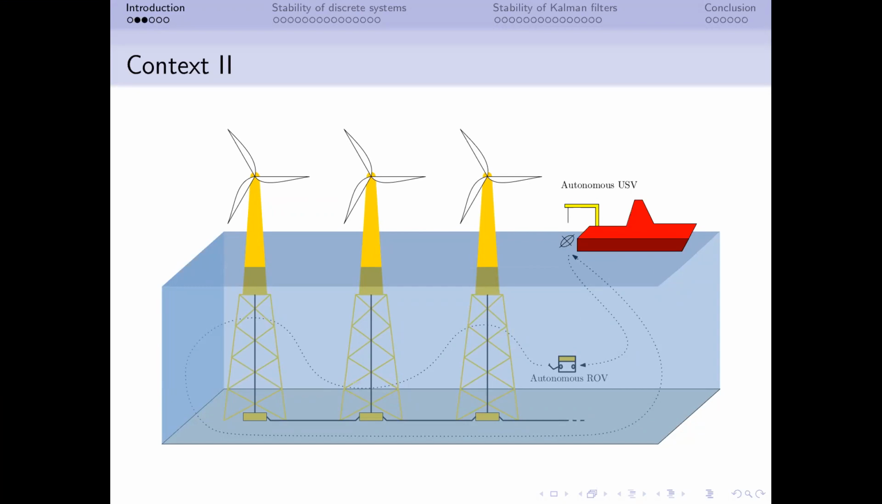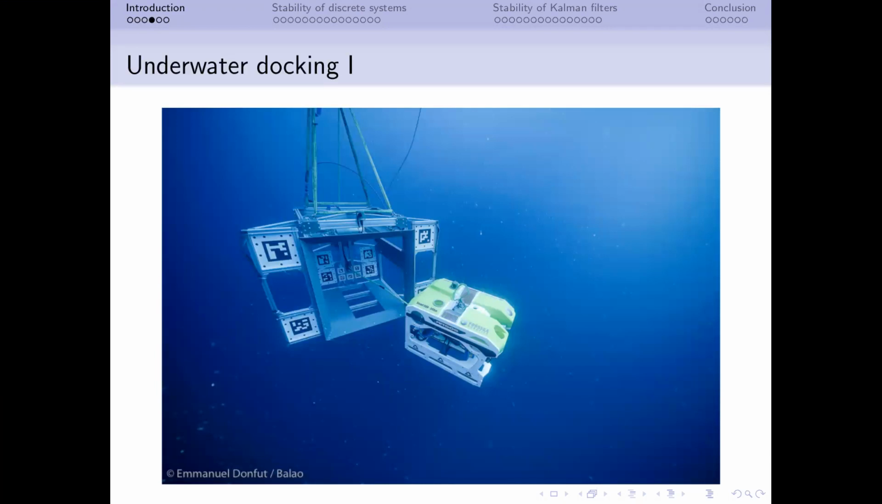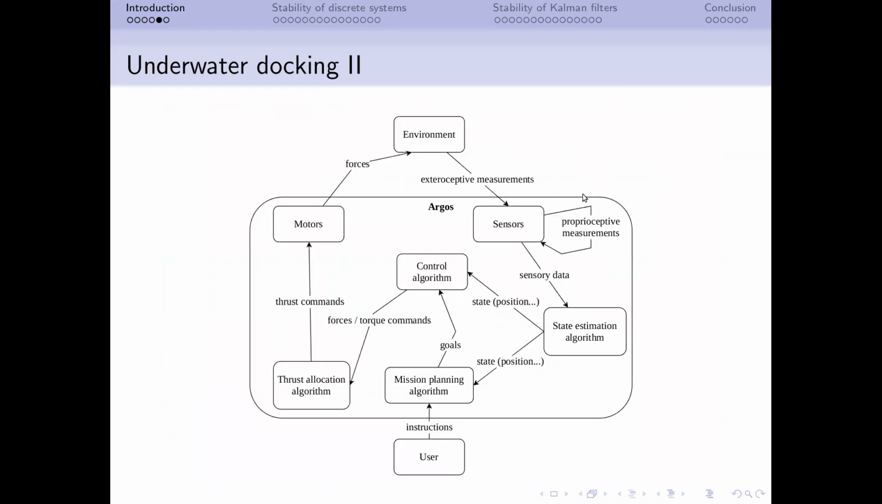That means we have to perform a docking maneuver, just as represented by this picture that was taken during one of our sea trials in the south of France, a sea trial done by 4C Robotics, which is the company that funded my PhD. To perform this docking maneuver, we use state-of-the-art control and localization techniques. I represented here on this diagram the general software architecture of our robot.